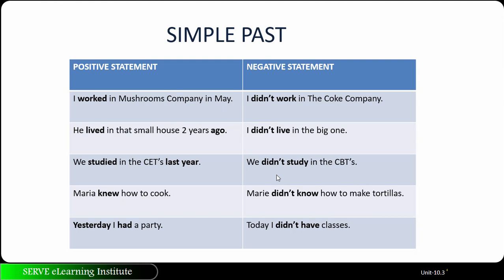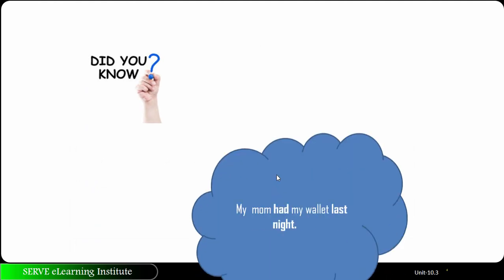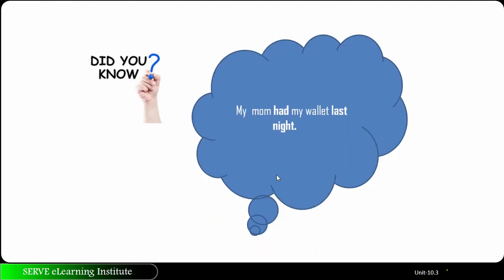Example number 5 is yesterday I had a party. What's the negative statement? Today I didn't have a class. So didn't, that is not doing, you're not doing that one. That's what you're going to say. So this is your question here. You're going to answer for it. My mom had my wallet last night. What do you mean by wallet? Yeah, your purse. So here they say that the boy or girl's mom had their wallet, their purse last night. So how will you answer it? Yeah, good. My mom didn't have her purse.